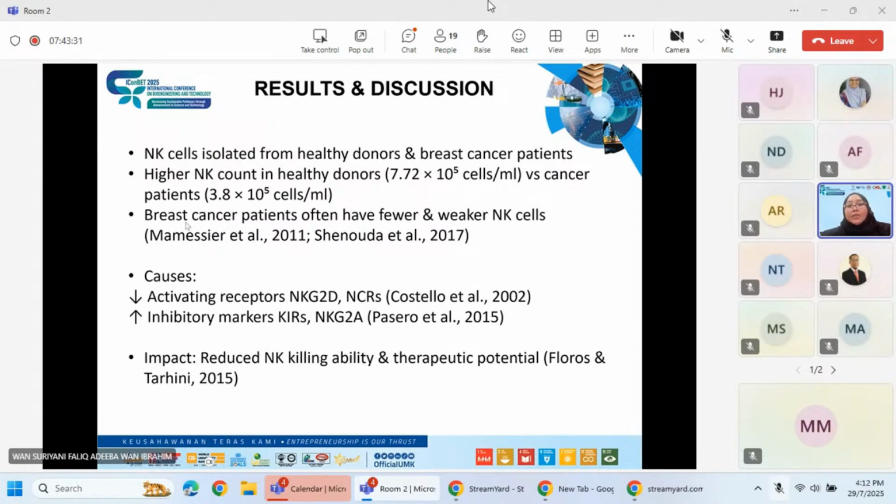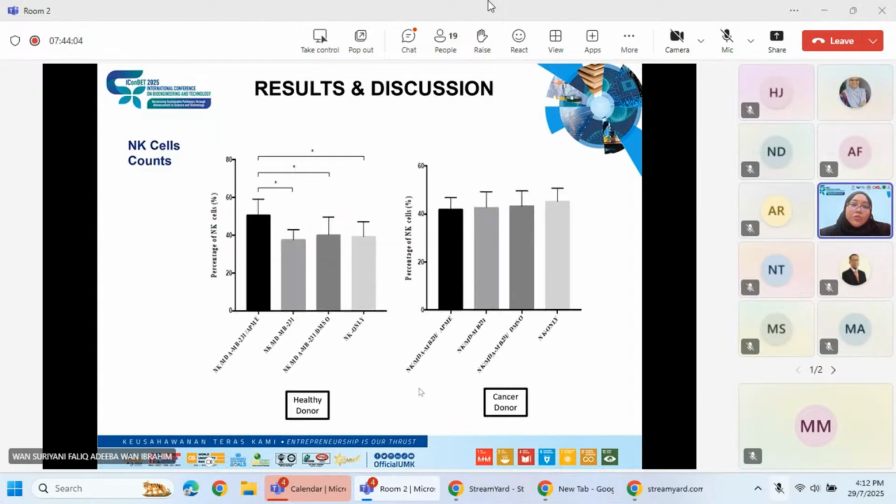This is because breast cancer patients often have fewer and also weaker cells, as mentioned by these papers. Why? Because of the low activating receptors, NKG2D and also NCR, and also higher inhibitory markers that hinder the NK cell mechanism. So the impact is that it will reduce the NK cells' killing ability, and also reduce the therapeutic potential. So I'll show you more.